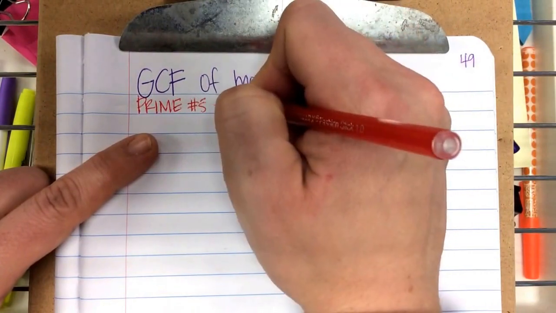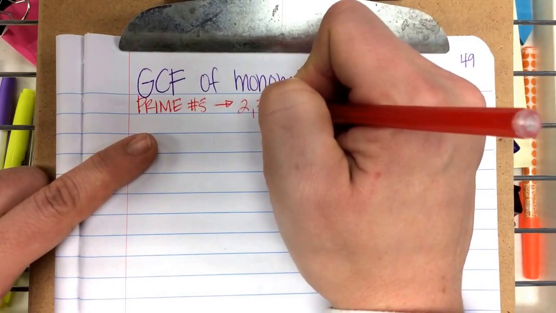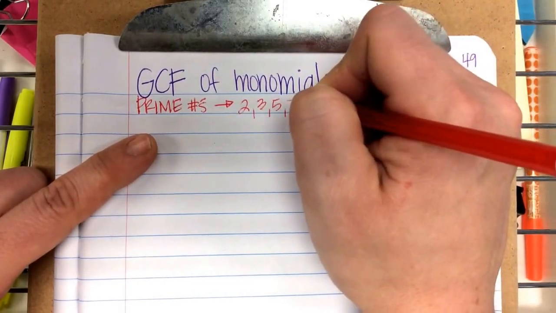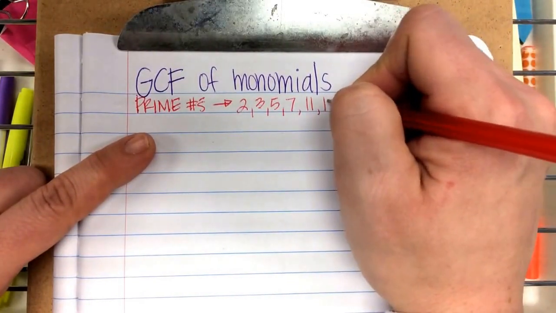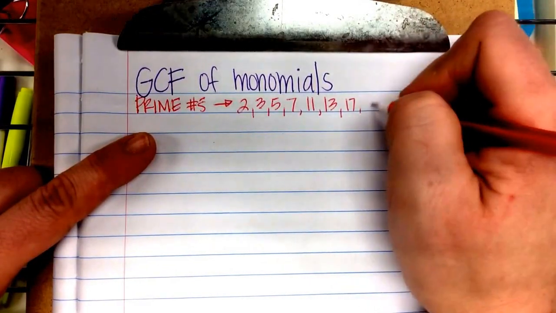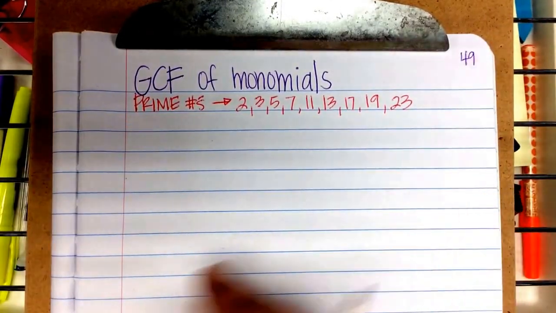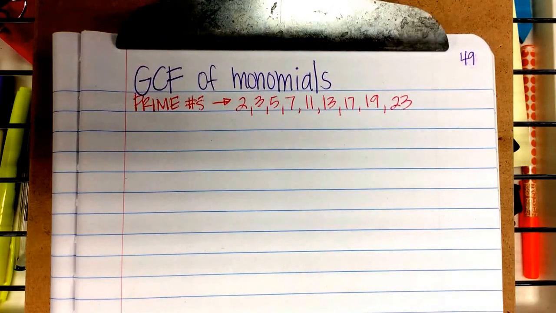So our prime numbers, what we're looking for is 2, 3, 5, 7, 11, 13, 17, 19, 23, and it goes on. Typically, these are the ones that we stop with. It can be larger. Tomorrow we'll encounter some numbers that aren't on this list. So you need to have a good understanding of your prime numbers.